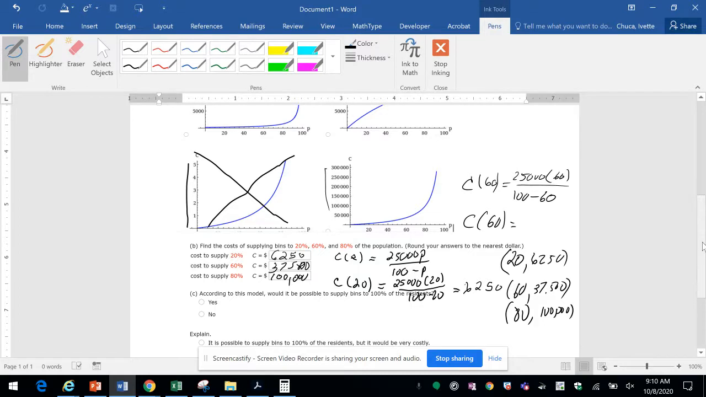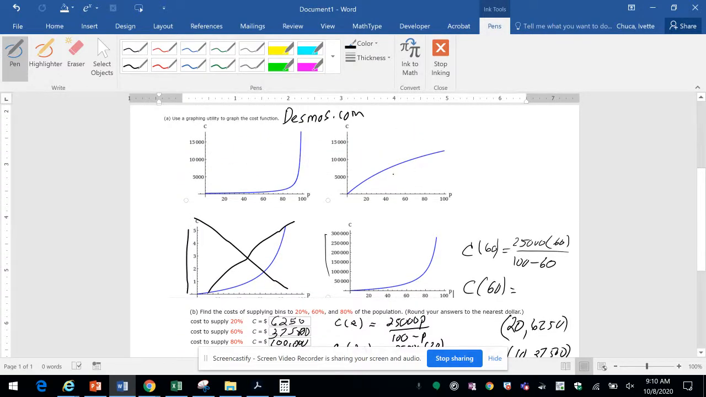So now let's look at our graphs here. When it's 20, this is way below 6,250. So that's not going to be our graph. And when this is 20, that's way below 6,250. And here, that might be 6,250 because that's below 50,000. So if we look at 60, then it gets closer to 50,000, 37,000. And then 80 is going to be up here in the 100,000. Okay, so this is going to be your answer.